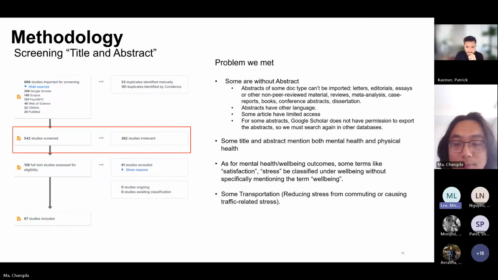There were also a lot of terms related to mental health and well-being, but not explicitly stated in the title and abstract. So we had trouble knowing if certain terms would be included under the mental health and well-being umbrella. Also, some transportation-related articles covered stress, but we excluded them because it's commute and traffic related stress, which can have a lot of confounding factors that we're not interested in.